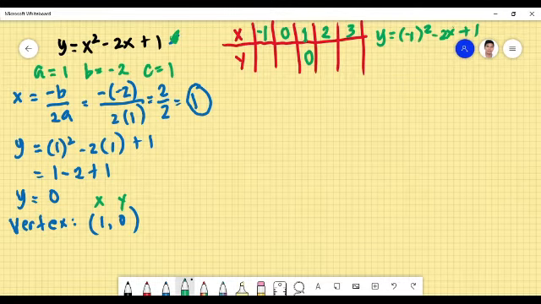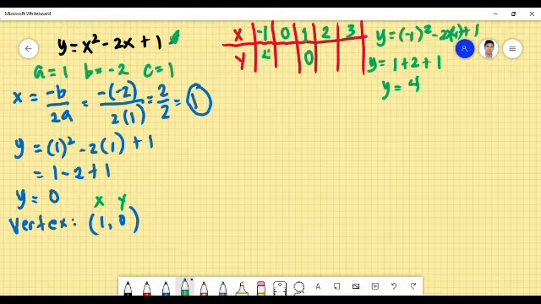Yung x natin ay negative 1 na. Gagawin natin negative 1. Tapos simplify. Negative 1 squared is positive 1. Negative 2 times negative 1 is positive 2 plus 1. So simplify lang. Y is equal to 4. So 4 na tayo dito. So at the same time, yung mirror na dito ay 4 din.